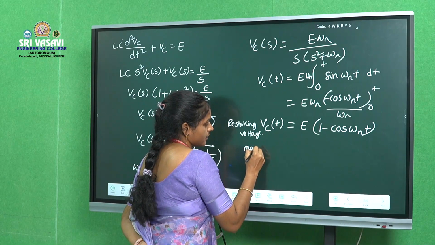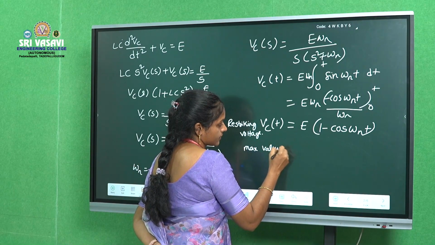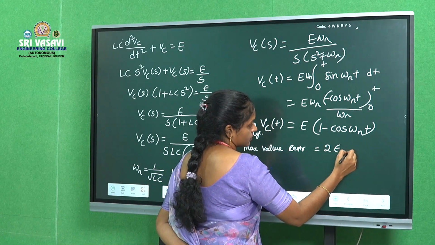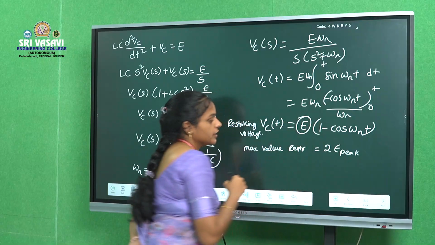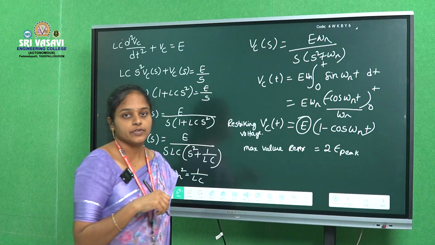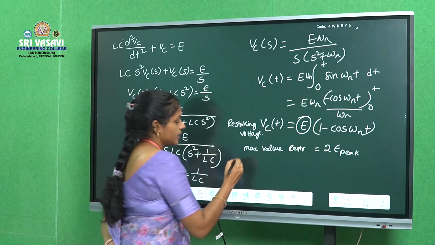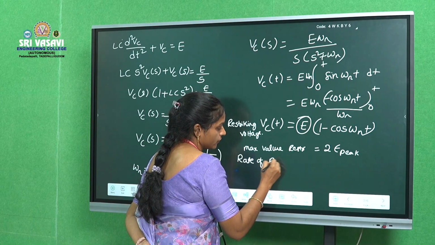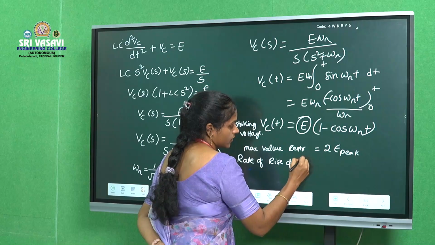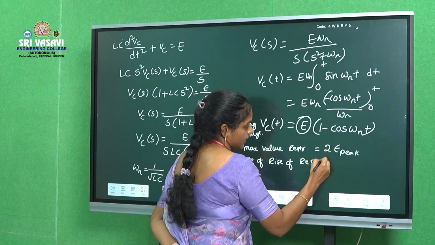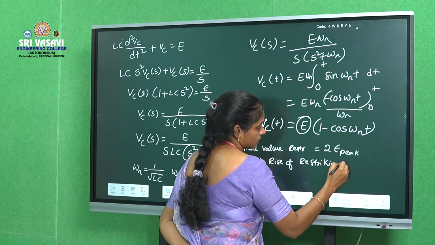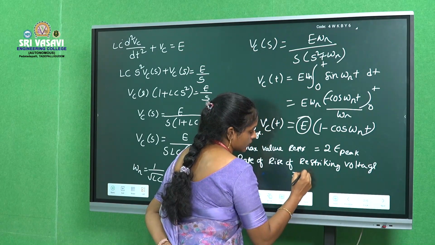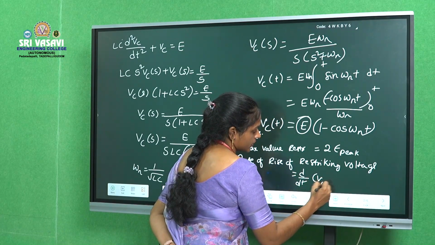Then the maximum value of restriking voltage can be written as 2 into E peak. So this is the E peak, and 2 into E peak is the maximum value for restriking voltage. Then the rate of rise of restriking voltage can be written as d by dt of Vc of t.